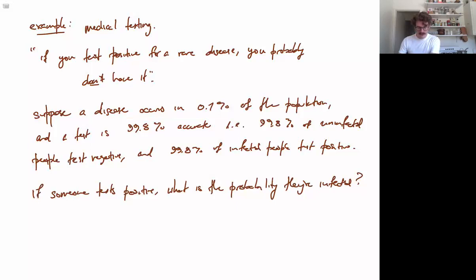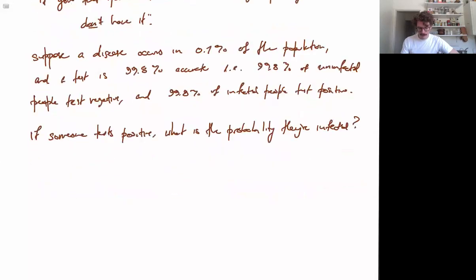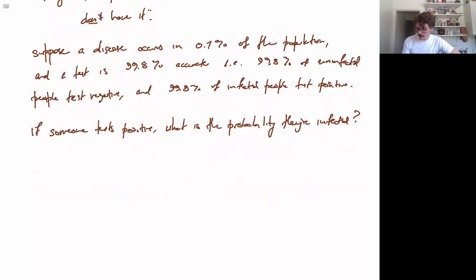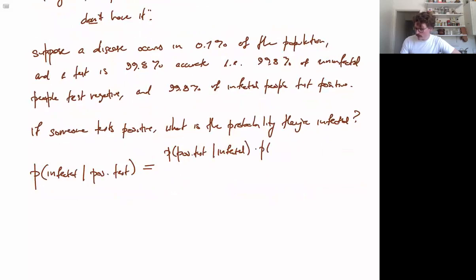So let's quantify this. Let's write down Bayes' theorem. We are asking what is the probability that someone is infected given that they test positive. And Bayes' theorem tells us that this is equal to the probability of a positive test given that they're infected, times the probability that they're infected, divided by the total probability of a positive test.